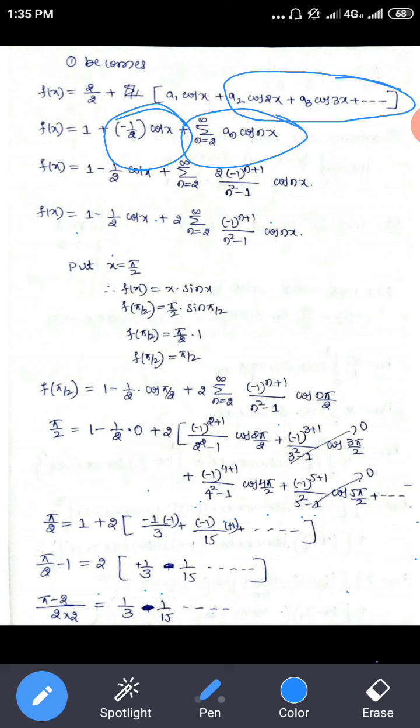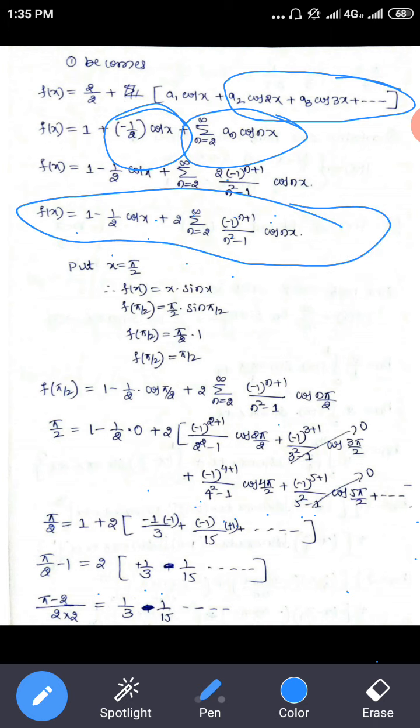So 1 minus 1 by 2 cos x. So 2 you take out. So n is 2 to infinity, minus 1 raised to n plus 1 divided by n square minus 1 into cos of nx. So put x equal to pi by 2 so that the term will not vanish. So f of x is x into sin x, f of pi by 2 is pi by 2 into sin pi by 2, which is pi by 2 into 1. So f of pi by 2 is equal to pi by 2.